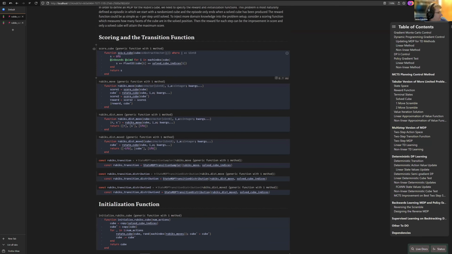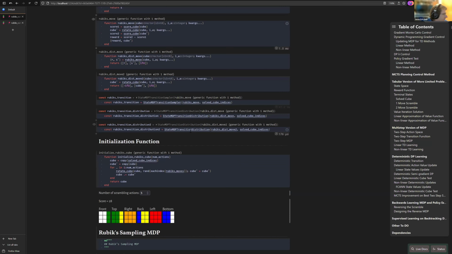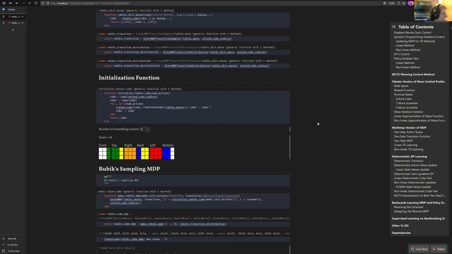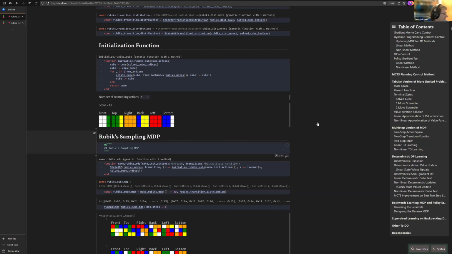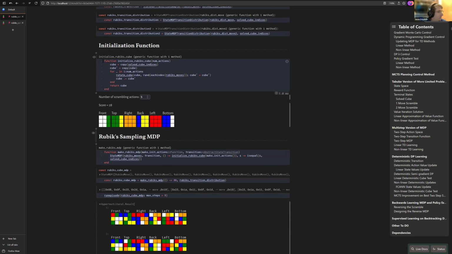So anyway, once I have this way to do the transition where I use the rotate cube function, I can choose what kind of reward signal to give. Then I can finish defining the MDP, which has to have an initialization function. In this case I have a generic one where I just give it a number of actions. Since this is an episodic problem, this is how many scrambling moves you want to use to make the cube.